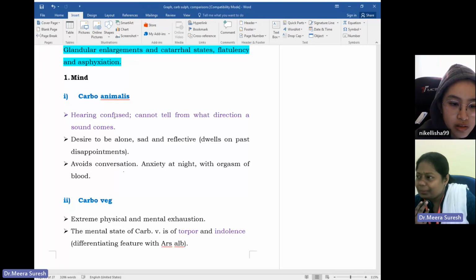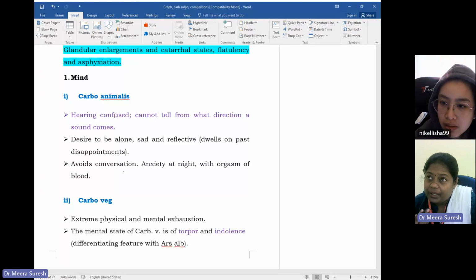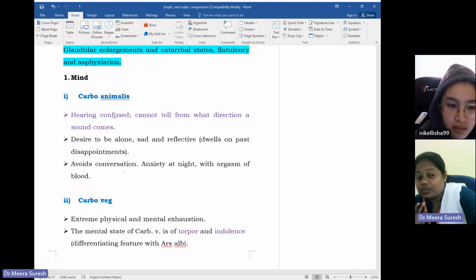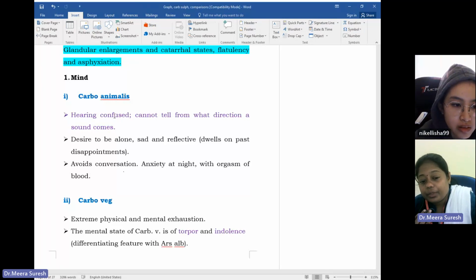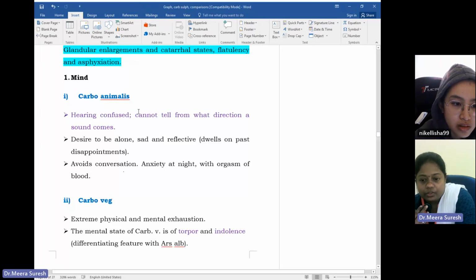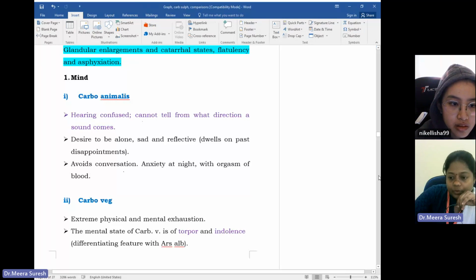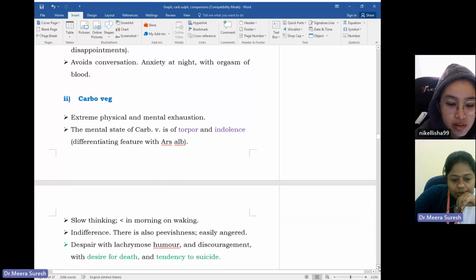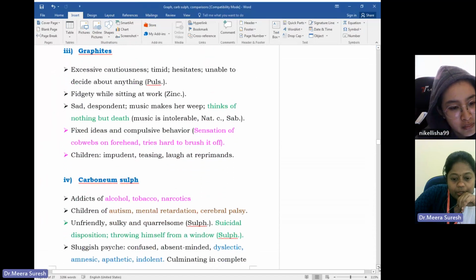Then other symptoms are not that important, but I just put them because the question may come to compare the mind of all these drugs, or just the mind of Carbo animalis. But other than that, for the other four remedies, Graphites mind is important. Baryta carb is also important. Carbo veg is important. Carboneum sulphuratum, even their mind is not that characteristic, I think. What is in Carboneum sulphuratum? Did I put it? I think I have put it.